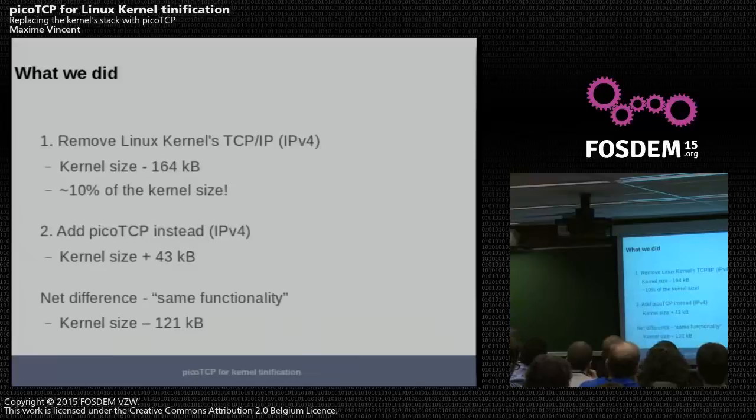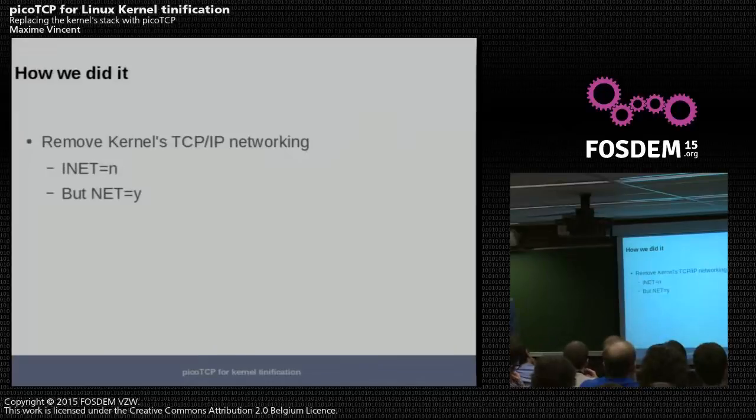Then we added PicoTCP instead, also IPv4 only, and this added 40 kilobytes. So that's where we see that PicoTCP is made for embedded systems. It's only 40 kilobytes. And this means that for the same functionality, we reduce the kernel by more than 100 kilobytes.